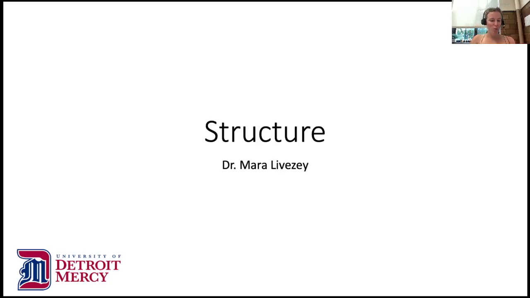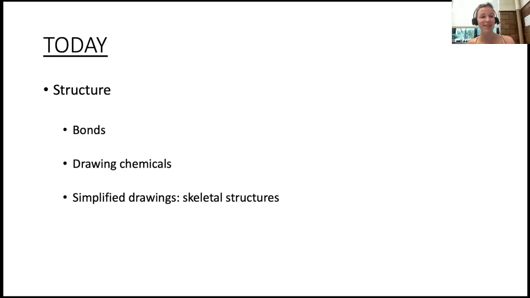Hello everyone and welcome to today's topic, structure. So we'll be talking about the structure of chemicals, things that you might experience in everyday life, or the drugs we'll be talking about in this class together. So we'll discuss chemical bonds, we'll discuss how to draw or visualize chemicals, and this can be done in ways that look very complicated and can also be done in ways that look much more simple, thank goodness.